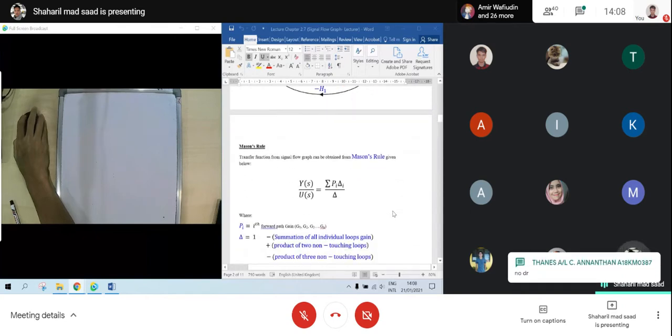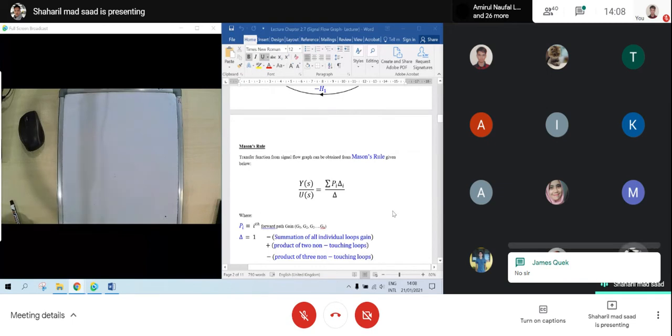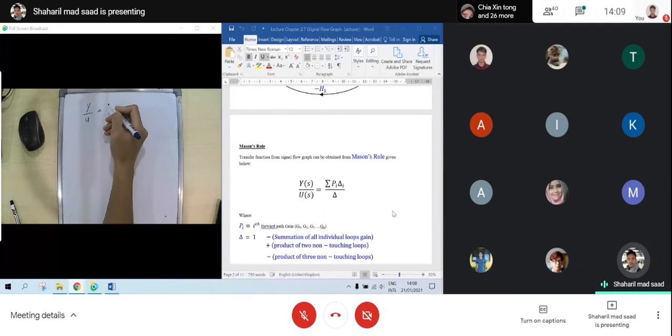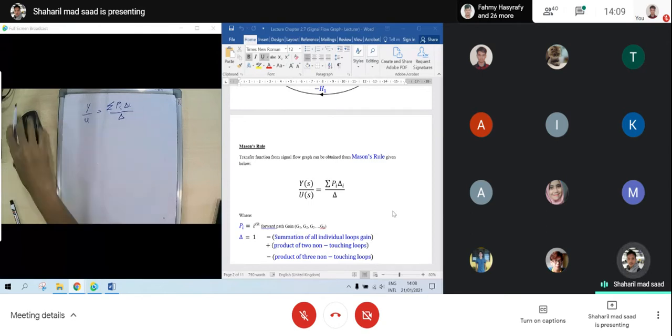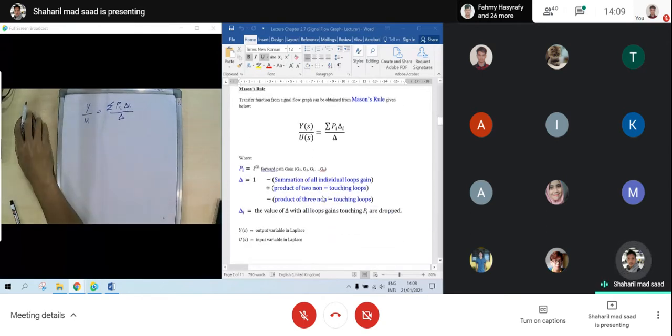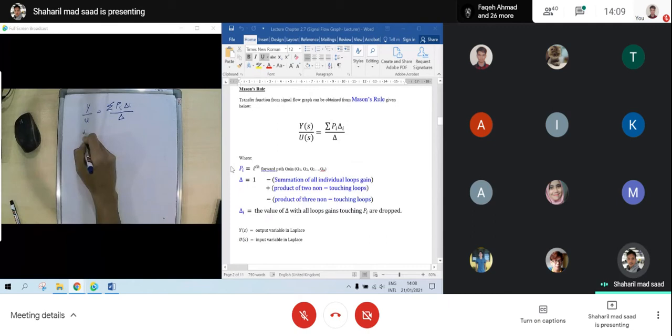When you draw the signal flow graph, then you need to find the transfer function. This is the formula for the signal flow graph, sum of P_i delta_i over delta. You will use this at the end. But the more important thing is you need to find the forward path gain P_i, then the delta, and then the delta_i. There are 3 parameters that you need to find out.